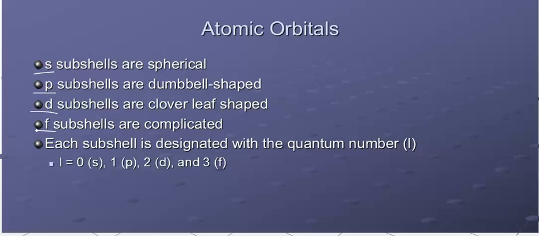But S sublevels are spherical. That's the region of space where you're likely to find an electron. P are dumbbell-shaped. D are cloverleaf. And F are complicated. So these are the 4 sublevels or 4 subshells. These are the 4 subshells.